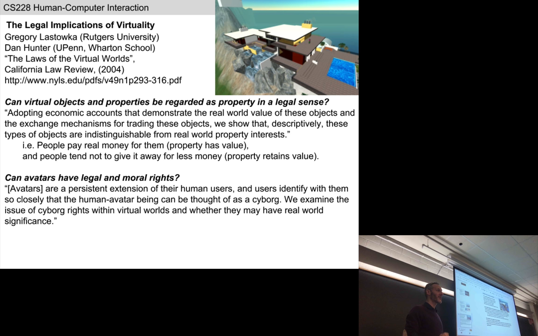I mean, but that would be the same as buying a really expensive whatever and then leaving it outside for anybody to come along and steal it. Ah, if you buy something in a virtual world and you leave it unattended, maybe you are liable if it gets stolen. It's your fault. Okay. Think about the legal implications of virtual worlds.